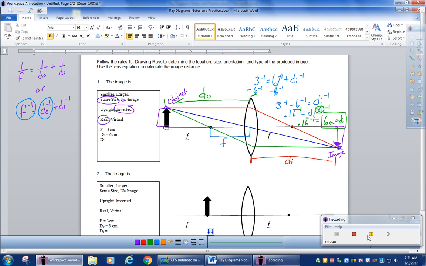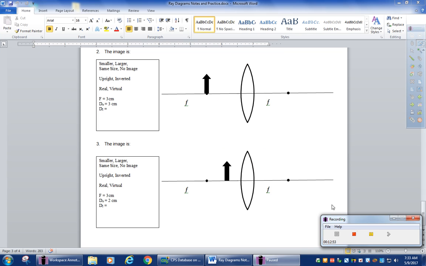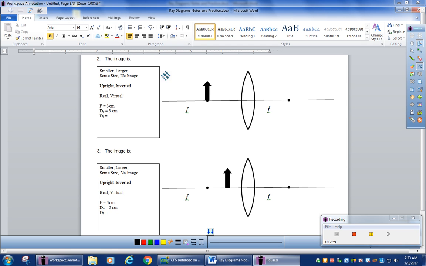Alright, let's try another couple. So again, to start out, I'm going to draw in my rays. So my first ray is going to start at the top of the arrow, run parallel to the axis until it hits the lens, and once it hits the lens, it's going to refract and go through that far focal point.